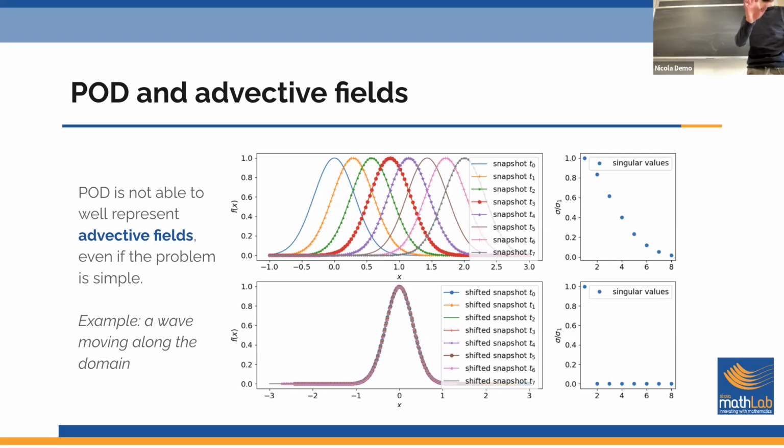So actually, the two things are very similar, but we tried to shift everything at the beginning. So the data itself is shifted. Yeah, only shifted, not transformed. So I'm not changing the value of the snapshot itself, but I'm shifting the spatial coordinates where they are defined.